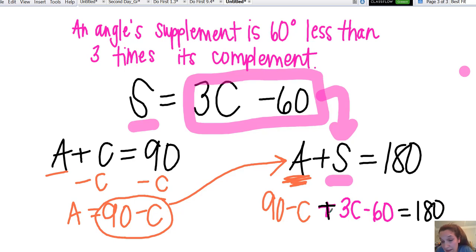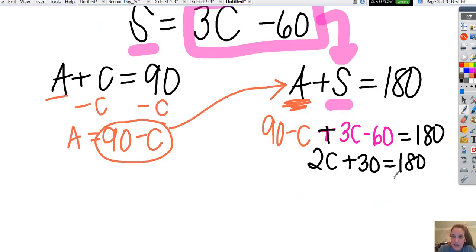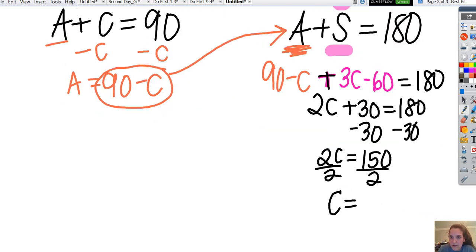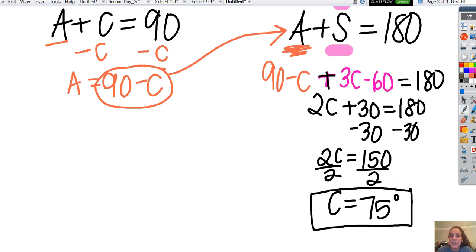So now I'll combine my terms. 3C and negative C give me 2C. 90 minus 60 gives me 30, equals 180. Then I subtract 30 from both sides. 2C equals 150. Divide off the 2. And so C is equal to 75. So that means the measure of the complement is 75.